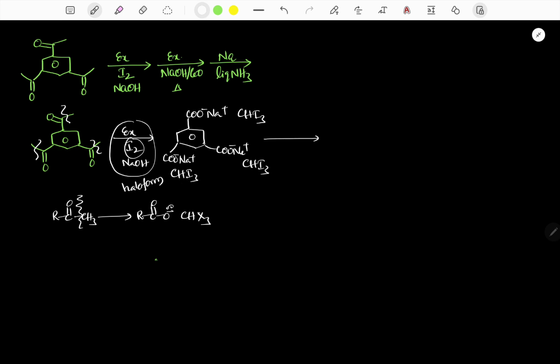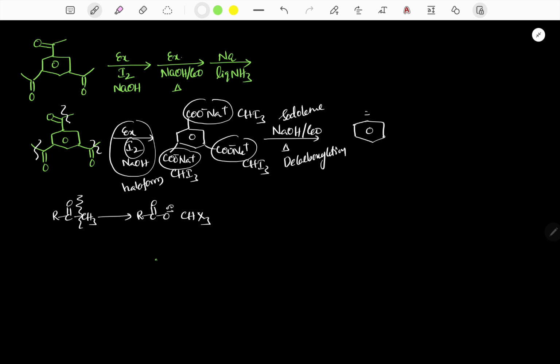Now we are treating the compound with soda lime, NaOH and CaO, heat. It is soda lime. We know that when a carboxylic salt or carboxylic acid is treated with soda lime, it undergoes decarboxylation. Therefore, we should write the answer by removing the carboxyl groups, and after that acidification, if no other possibilities are there.